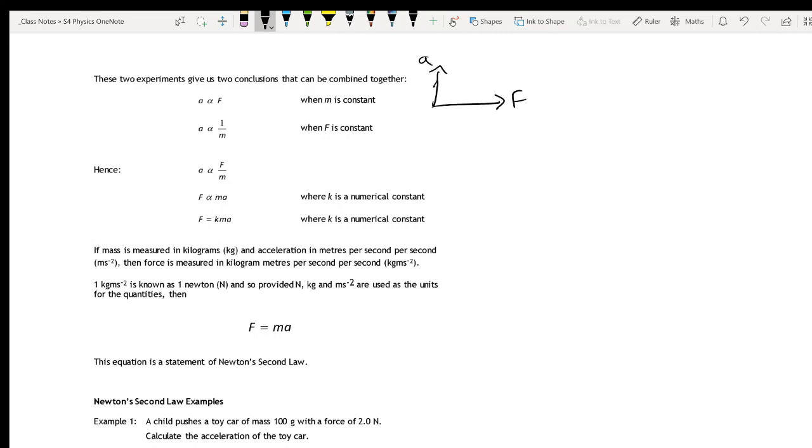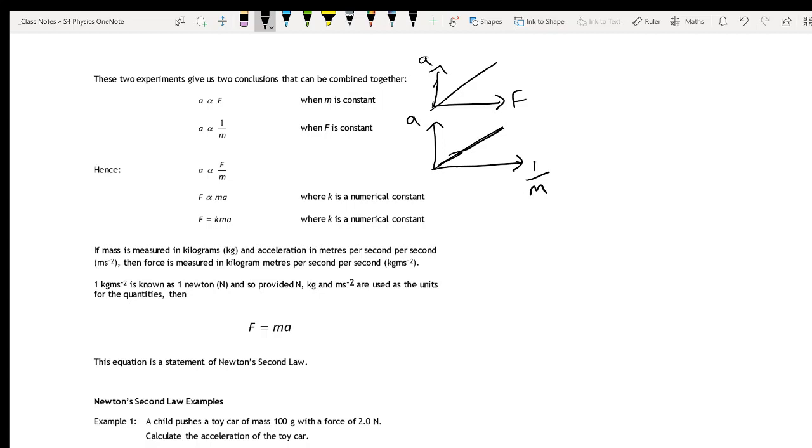And if you plotted the graphs of those, acceleration and force, you'd get a straight line through the origin. And if you plotted, which we didn't do, acceleration versus 1 over mass, you'd also get a straight line through the origin. We plotted acceleration versus mass, so we got a decrease. Okay. So if we combine those two, acceleration is proportional to force over mass.